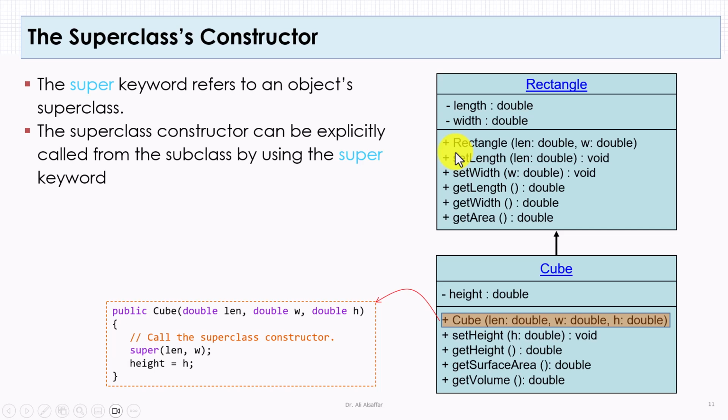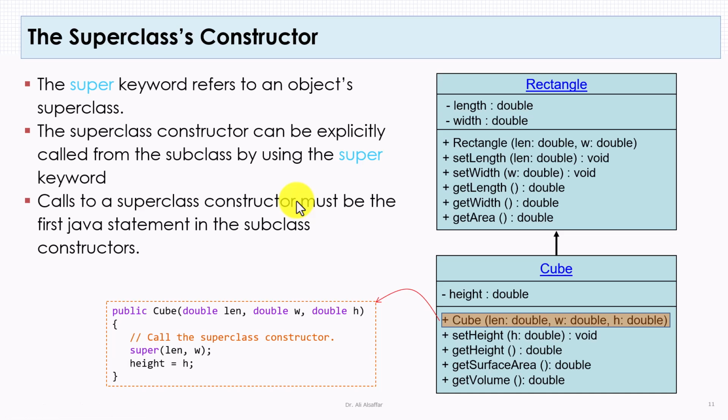Look at the definition for the constructor for rectangle. It accepts two parameters, length and width. Therefore, the subclass constructor will first call the super constructor by supplying length and width, and it will initialize length and width that are inherited from the rectangle class, and then it will initialize the height. So the superclass constructor can be explicitly called from the subclass by using the super keyword. But be careful here: the call to a superclass constructor must be the first Java statement in the subclass constructor. Otherwise, you are going to have a syntax error.